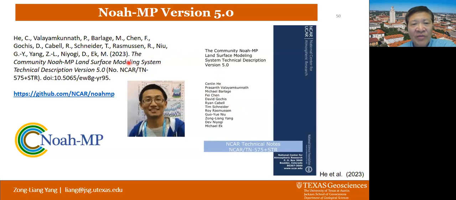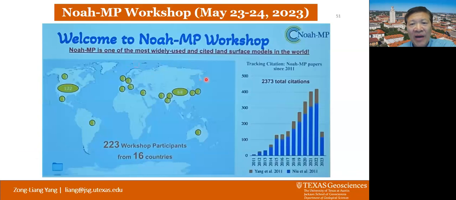So therefore, this will be the current stage of NoahMP, which will open the door for future improvements, including more advancements and more processes, and be easy to learn by new users, especially the students and scientists who are interested in learning this model. In the workshop last week, we were very happy to see more than 200 participants attending from 16 countries. And this shows the model's citations have been rapidly increasing every year. Currently, total citations since its publication is already 2,300. This is one of the most widely cited land models in the world.